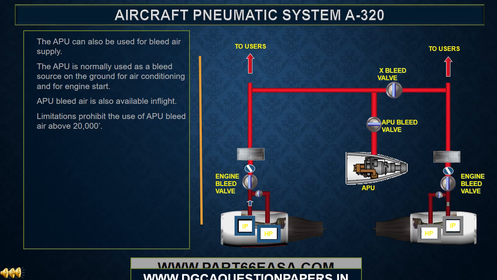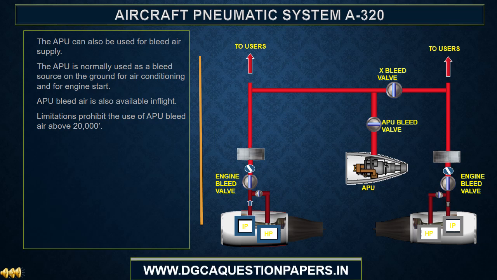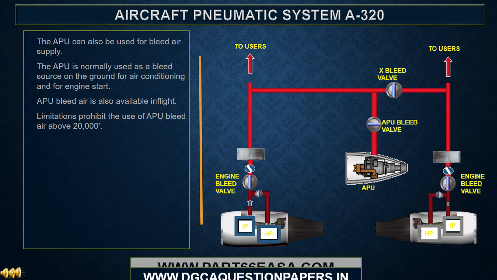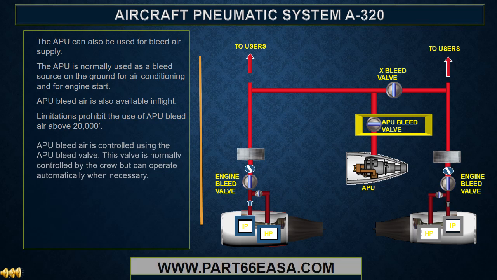The APU can also be used for bleed air supply. The APU is normally used as a bleed source on the ground for air conditioning and for engine start. APU bleed air is also available in flight. Limitations prohibit the use of APU bleed air above 20,000 feet. APU bleed air is controlled using the APU bleed valve. This valve is normally controlled by the crew but can operate automatically when necessary.